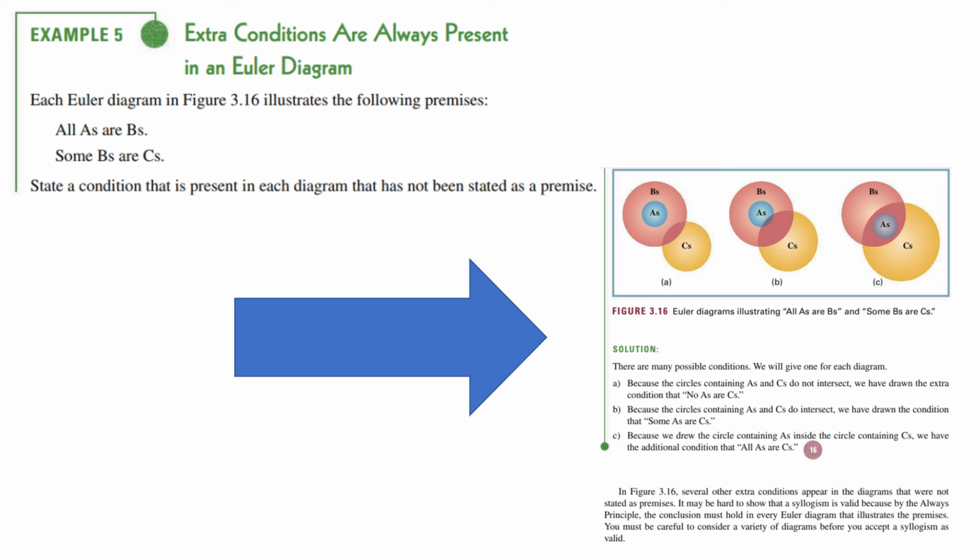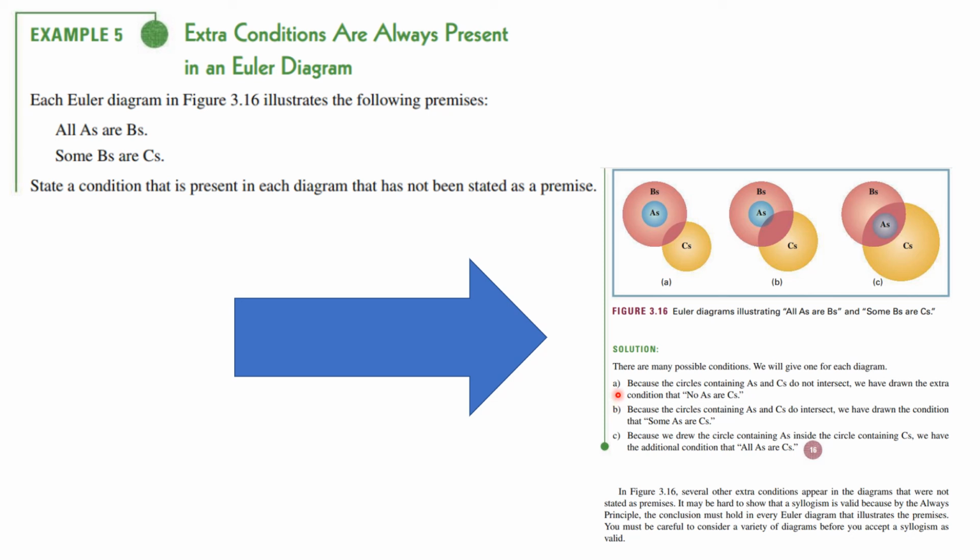In example 5, we talk about the fact that there are extra conditions that are always present in an Euler diagram, and sometimes you have to look at cases. So all A's are B's, some B's are C's. So you see we have at least three different conditions that we get. So there are many possible conditions.